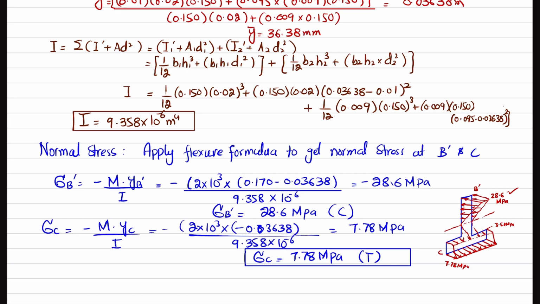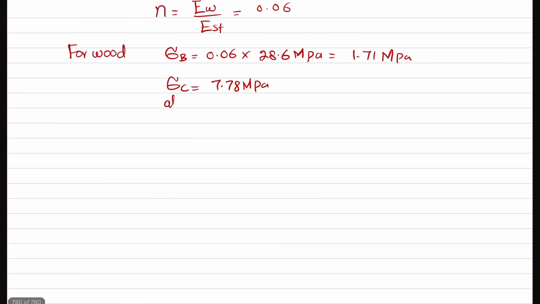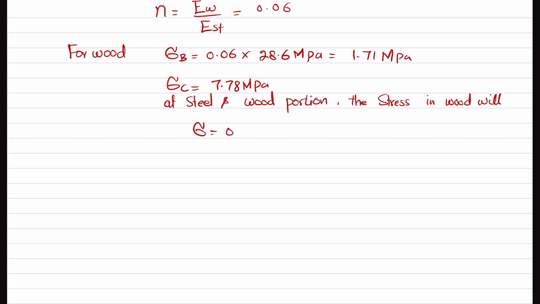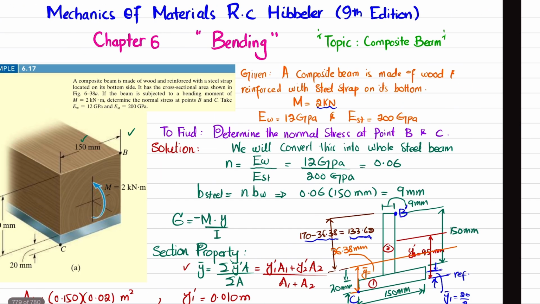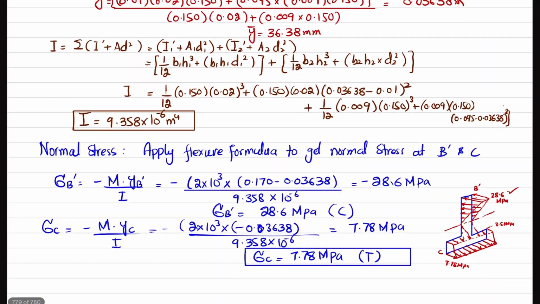So again, at the steel and wood portion, the stress in wood will be 0.06 multiplied by 3.50, and when you calculate it, it will be equal to 0.210 megapascal, and then it will move toward, in steel it will be 3.50.